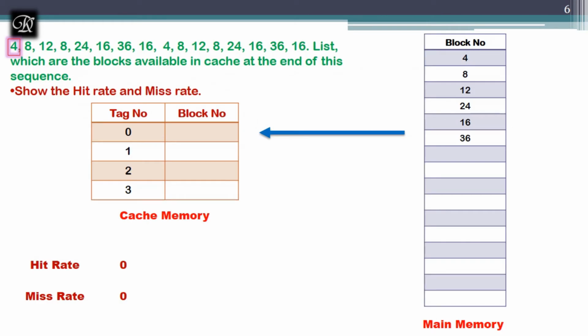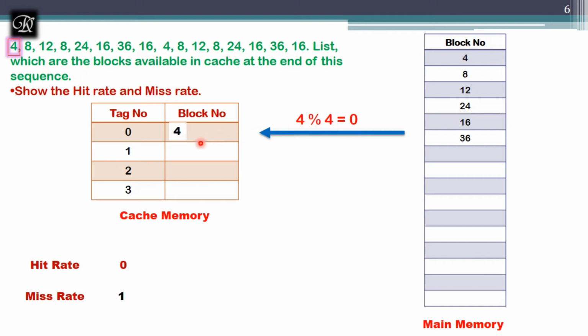Now let's start applying the direct mapping technique on the given sequence of block requests. The first block requested in the question is 4. The 4 is there in the main memory, and we have to bring it to the cache. For that, we take 4, and the number of blocks in the cache, which we calculated before, is 4. Take 4 modulus 4, the answer will be 0. Then that decides where the block should reside.